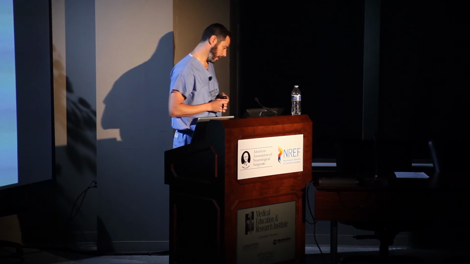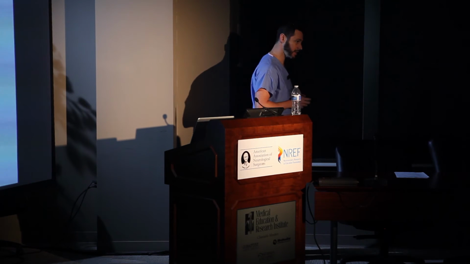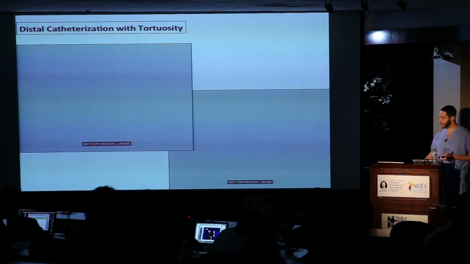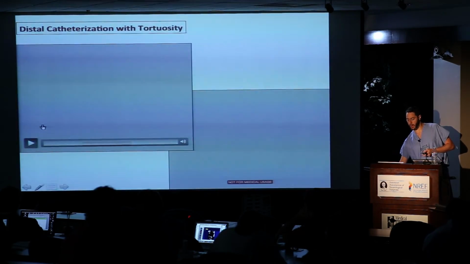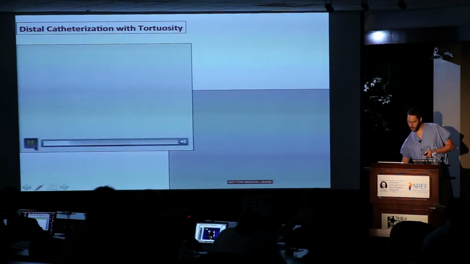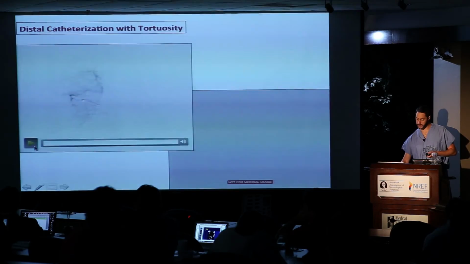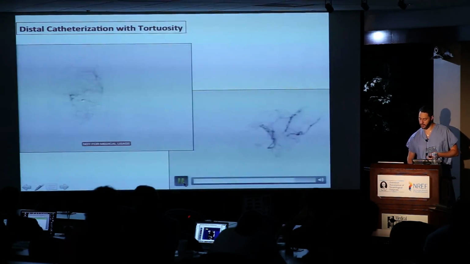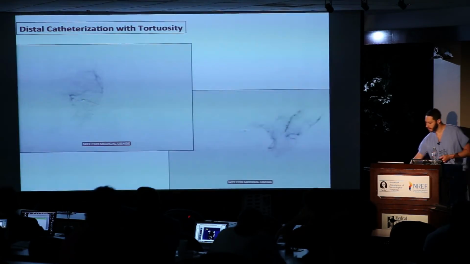So, I guess the last thing in terms of technique is catheterization. We were talking about the pull, the forward tension, and the movement of the wire back and forth. So when you see that kind of tortuosity, first thing is what kind of microcatheter are you going to use, right?